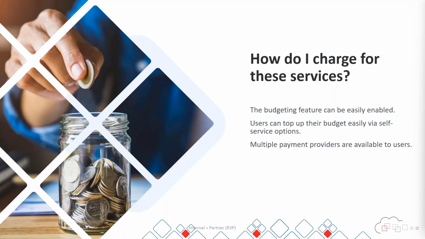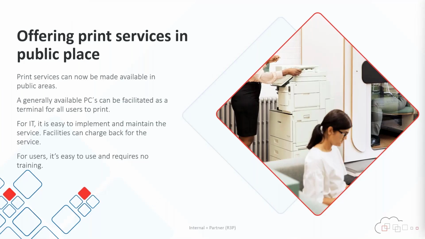So fantastic. To wrap up this section, public printing with uniFLOW Online offers several benefits. Print services can now be easily provided in a public area with any PC available, set up as a terminal for all users to print. It's easy for IT because it's a quick and easy implementation, and it's easy to maintain the service. The facilities can charge for it, so it can be a profit center. For users, it's easy to use and requires no additional training.